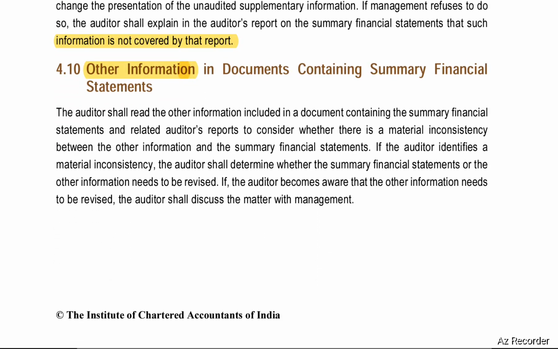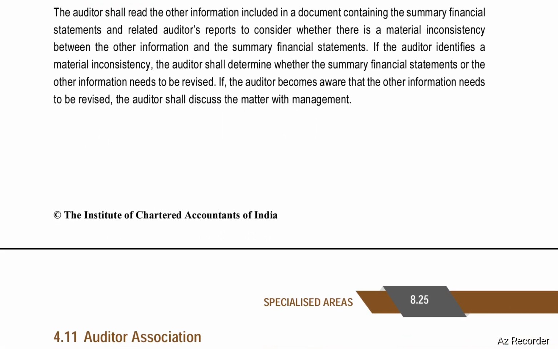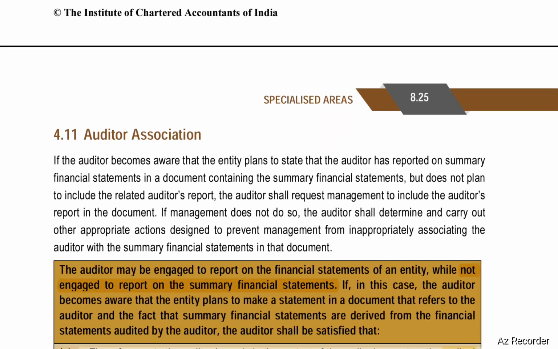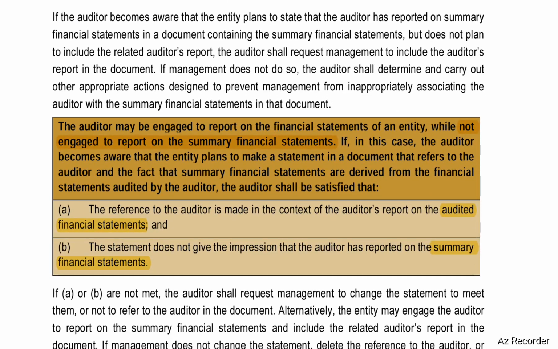Other information in documents containing summary financial statements. The auditor shall read the other information included in a document containing the summary financial statements and related auditor's report to consider whether there is a material inconsistency between the other information and the summary financial statements. If the auditor identifies a material inconsistency, the auditor shall determine whether the summary financial statements or the other information need to be revised. If the auditor becomes aware that the other information needs to be revised, the auditor shall discuss the matter with management.